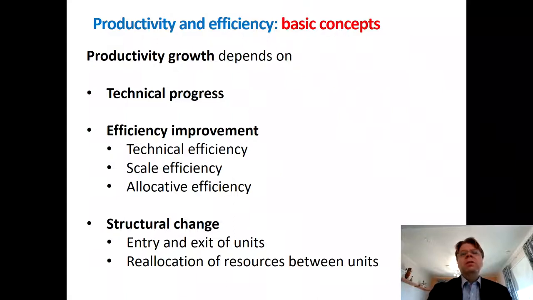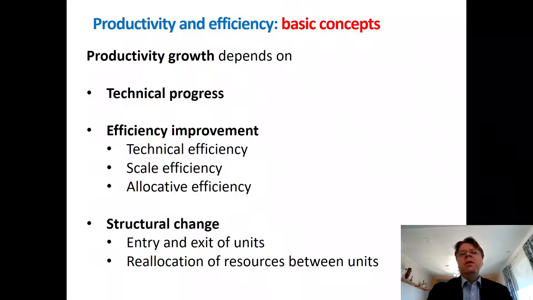If we think more about this operational research management science domain, there the key interest is actually in this efficiency improvement. So efficiency can also be divided in three types of efficiency. We can talk about technical efficiency, we can talk about scale efficiency, and we can talk about allocative efficiency. I will come to this distinction in more detail later in this course.